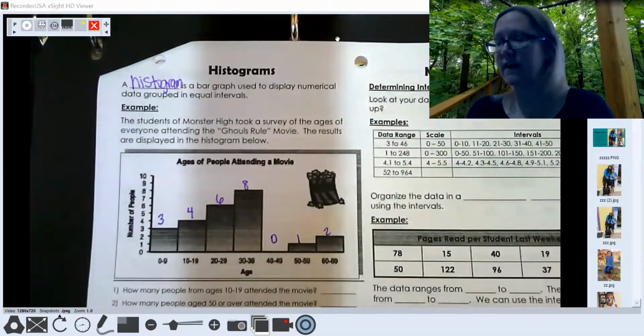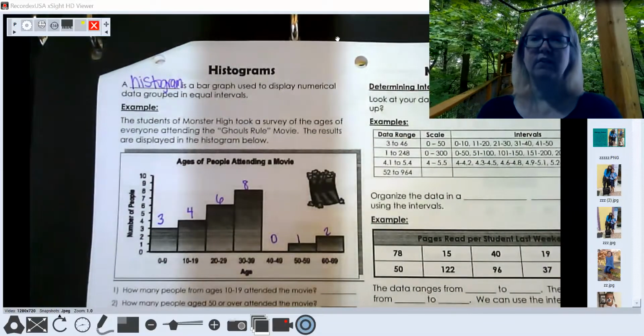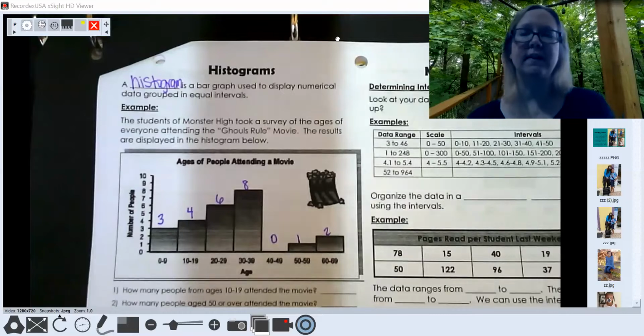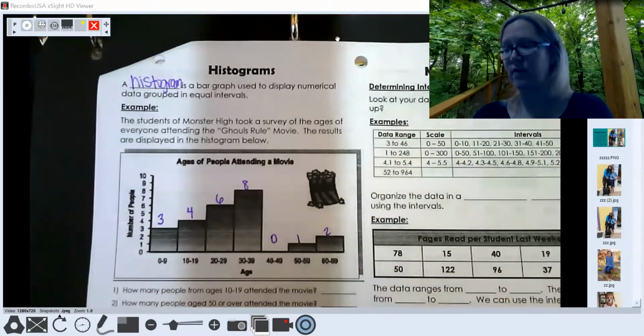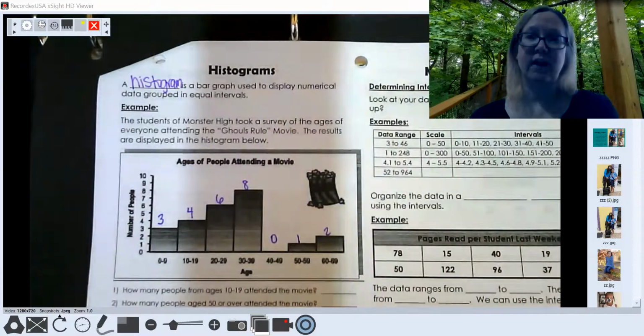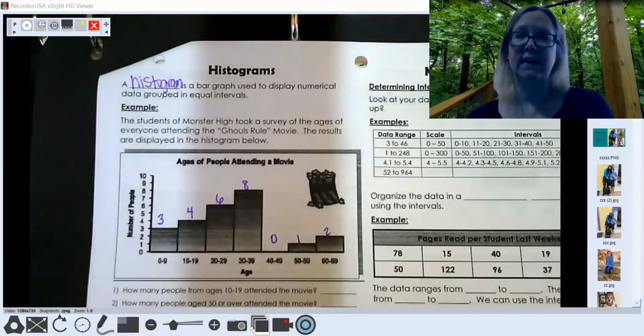All right, so from there, let's answer the questions. I want you to pause for a moment and see if you can answer the questions below based on that histogram, and then we'll come back and I'll share the answers for you.